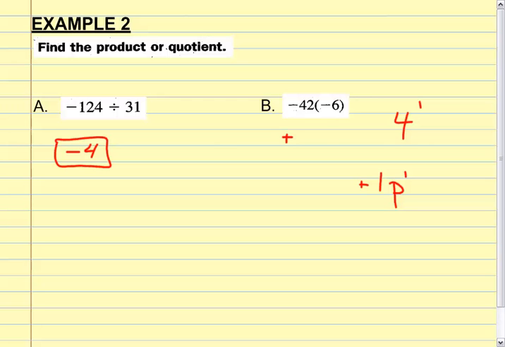Nice, okay? Now, you were just saying earlier, I don't need to write the positive sign, but just in this case, I am. All right, so we know it's positive because the two signs are the same. Casey, what is 6 times 42?